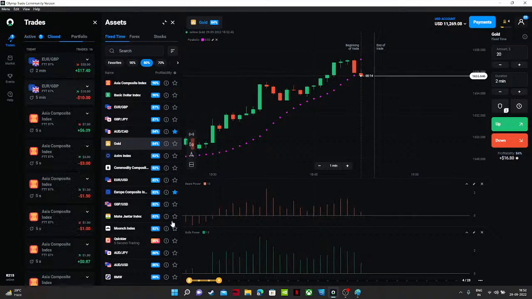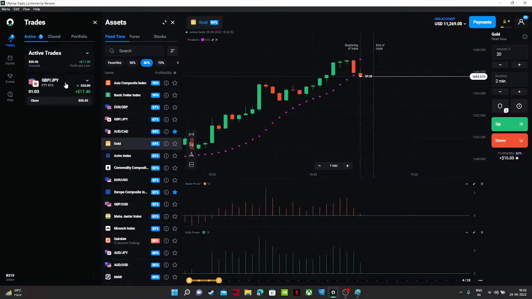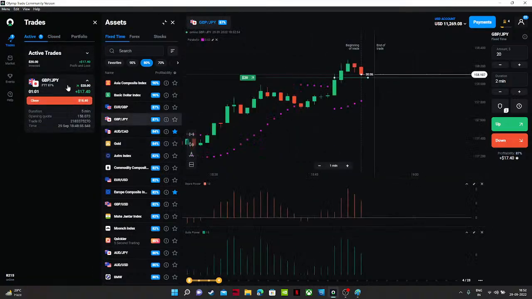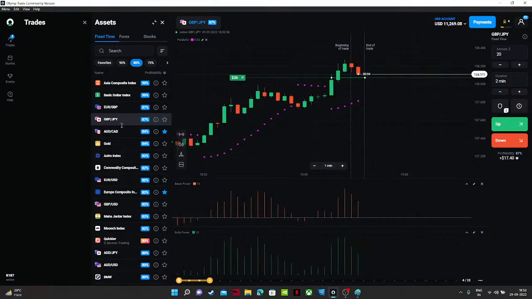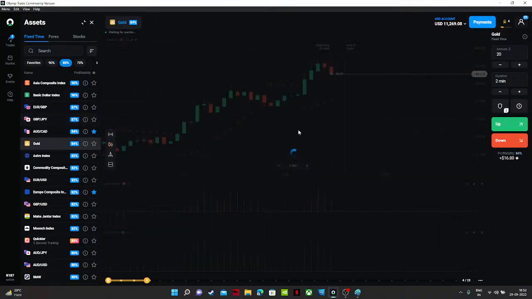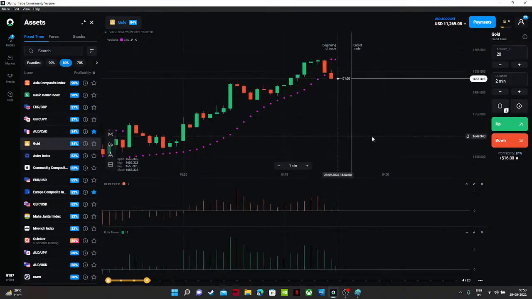So okay, see, this is how it works. We lost this trade, we won this trade, overall profit of $7 by using the martingale. We may enter into a downside trade in gold now.